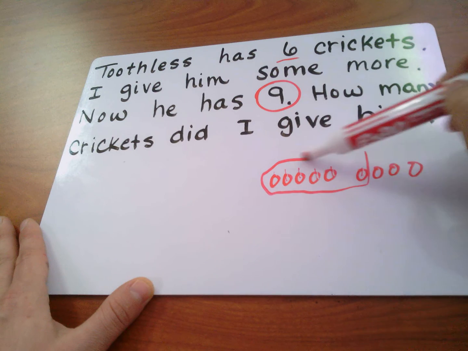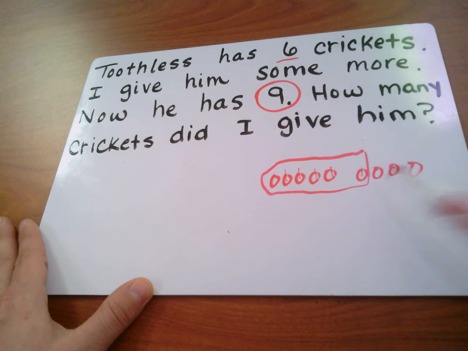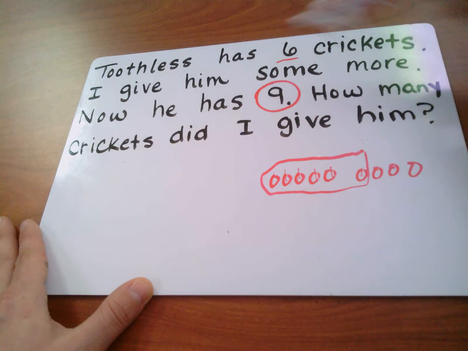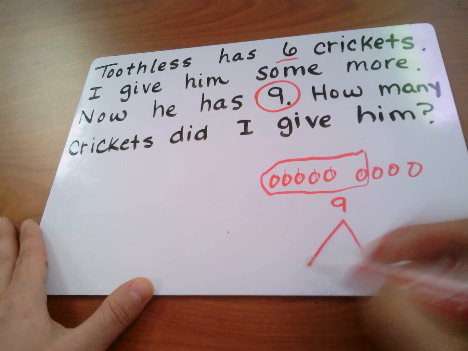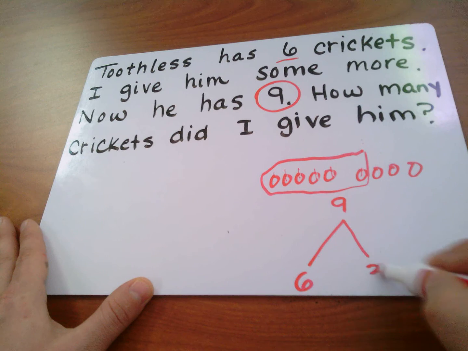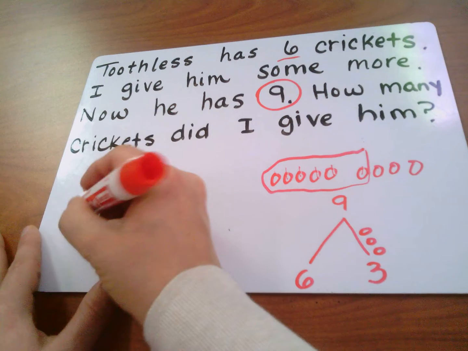These are the amount that he started with, and so the 1, 2, 3 that we have here is the amount that I gave him. It's the some more. That was the unknown. Okay, again, it will look the same way in a math mountain. Okay, so my answer is 3.